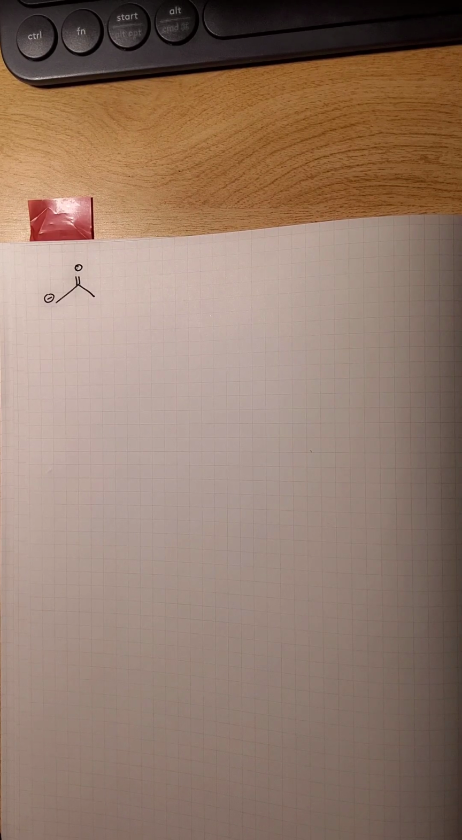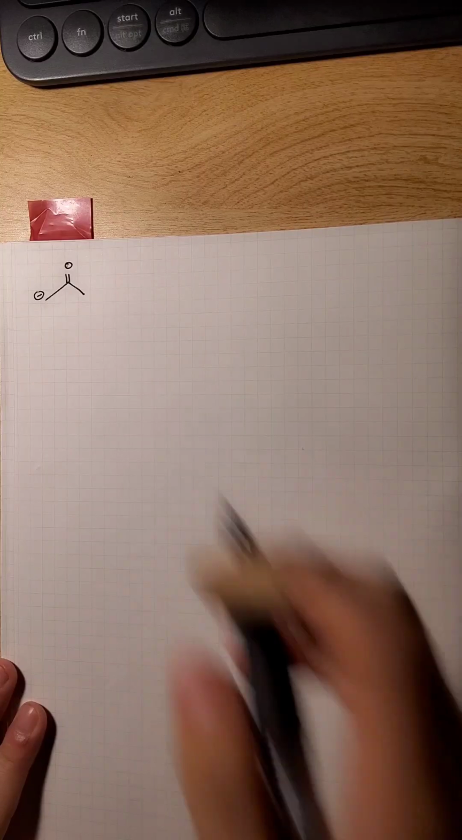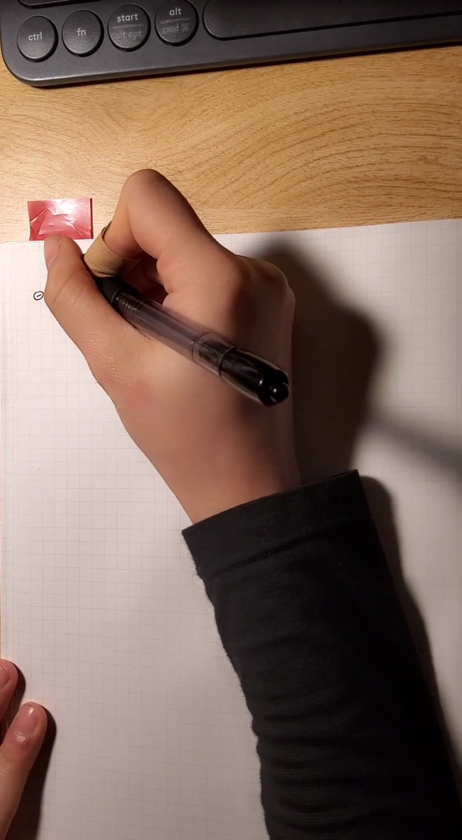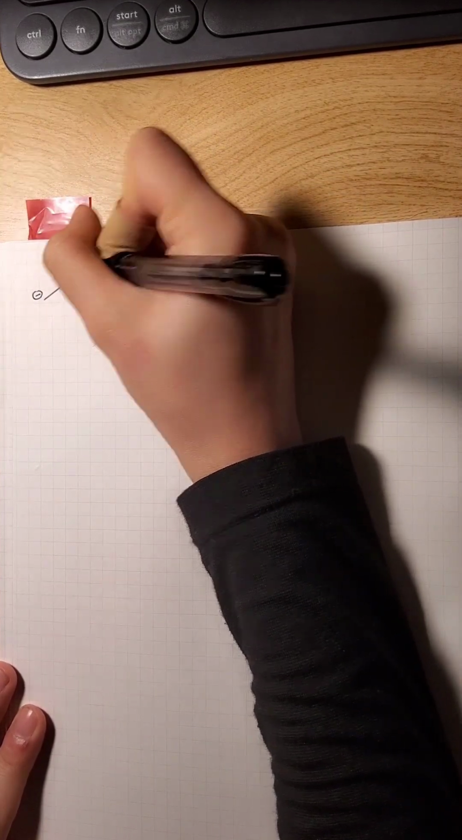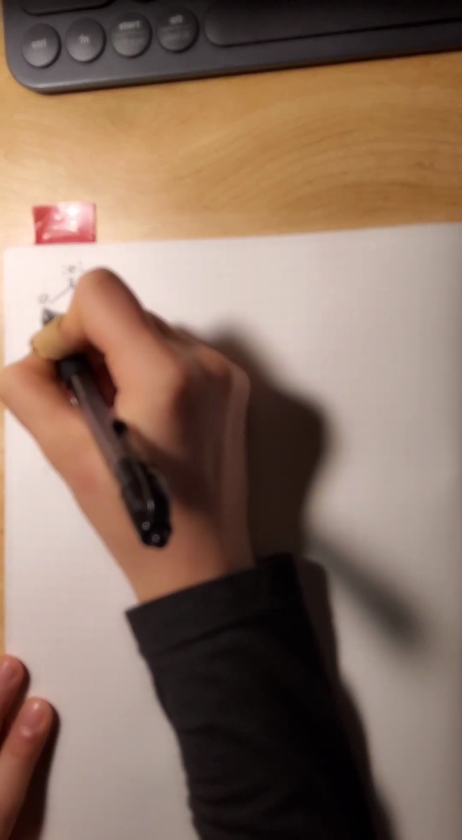Hello, today I'll be going over how to draw in the resonance structure for organic chemicals. Now the first thing I suggest everyone do is to draw in any of the lone pairs that you see. So for instance, on this oxygen, there would be 2 lone pairs. And then another lone pair on this carbon at the end with the negative charge.